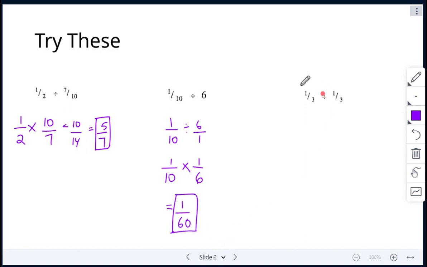And our last one, so again, our first fraction stays the same, 1 over 3. Our second fraction gets flipped, becomes 3 over 1, and then we're multiplying. That becomes 3 over 3, which is just equal to 1.